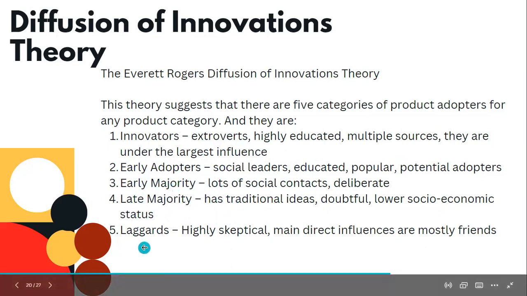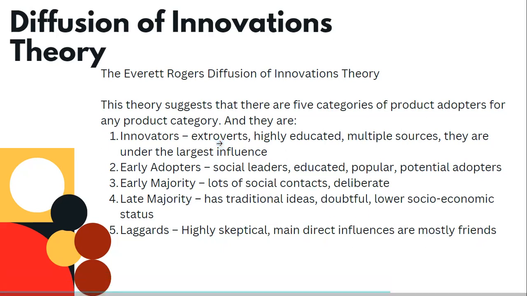And laggards are extremely skeptical. Their direct influences are mostly friends. Now just think about mobile phones, like smartphones. Innovators are those people who, as soon as the smartphones were introduced in 2006, were buying it. They were highly educated, they had money, they had a lot of influence. So as soon as it was launched itself, they bought it.